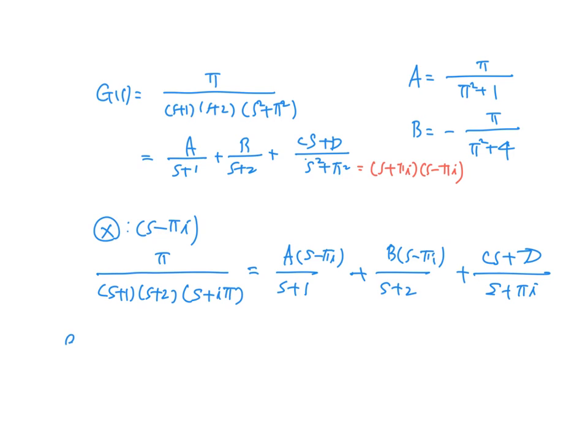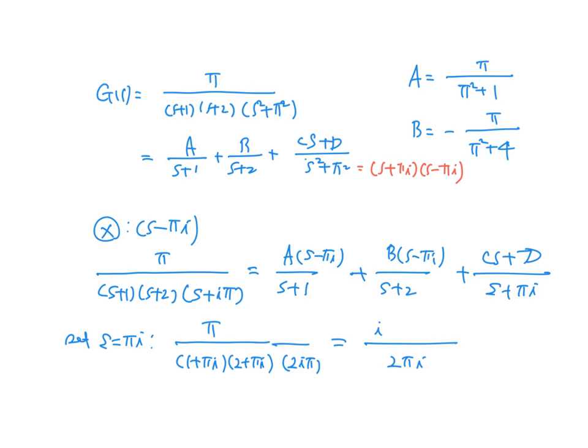So if you set s equal to pi i, what happens? We have pi over (1 plus pi i)(2 plus pi i)(2i pi), and when s equals pi i, this goes to 0, right? And this goes to 0, too. Equal 2 pi i times (i pi C plus D).